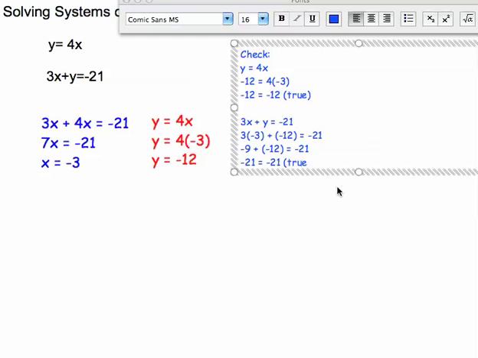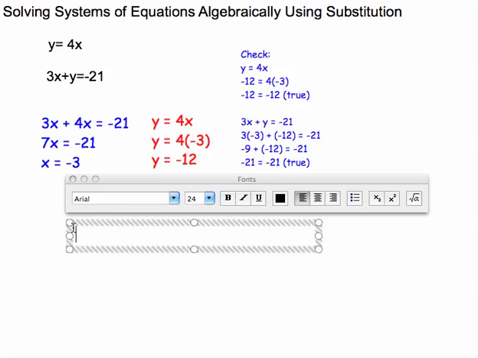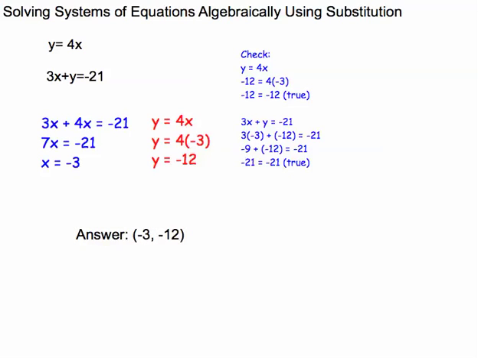That is also true. So I know my answer that I got here is correct, and I express it as an ordered pair. The answer is negative 3, negative 12. So just remember, when you want to use substitution, check to see that the variable, or at least one of the variables, is solved for.